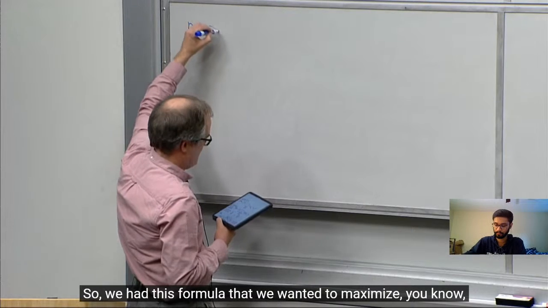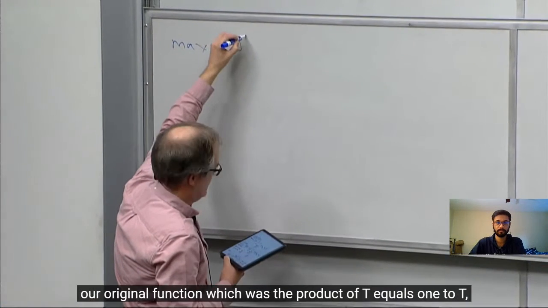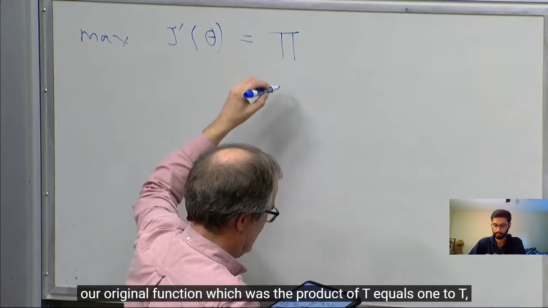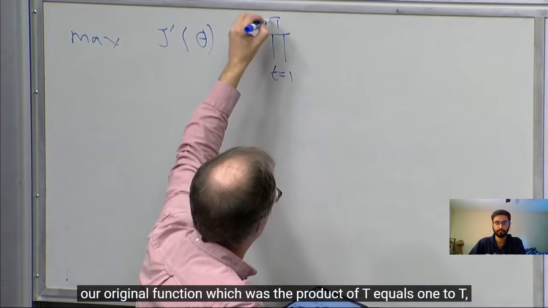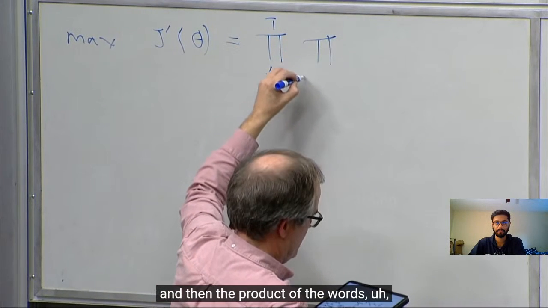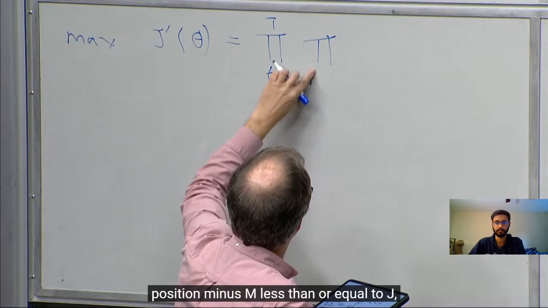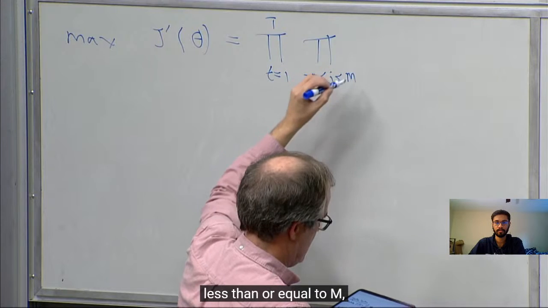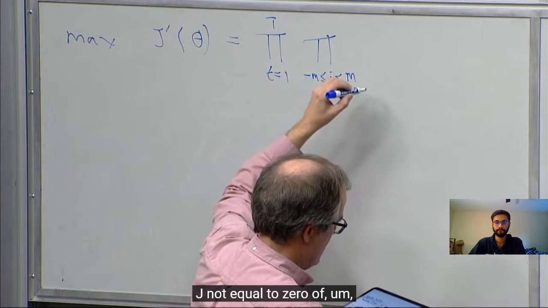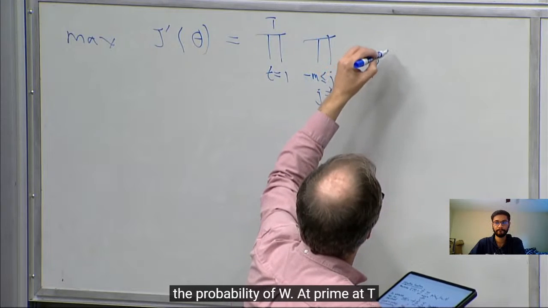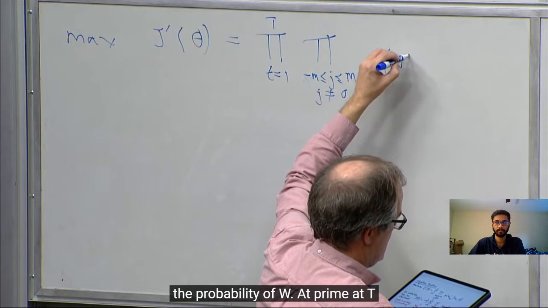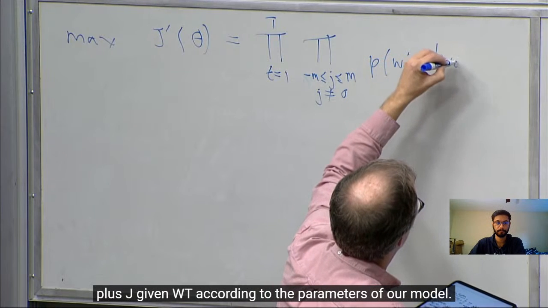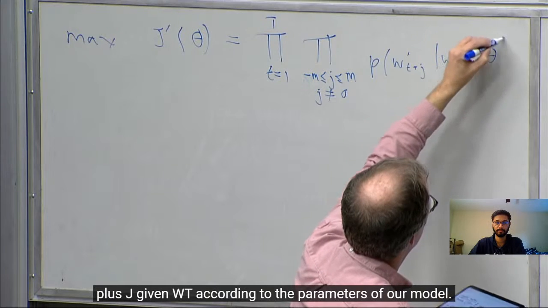So we had this formula that we wanted to maximize, our original function, which was the product of t equals 1 to T, and then the product of the words at position minus m less than or equal to j less than or equal to m, j not equal to 0, of the probability of w at t plus j given w at t, according to the parameters of our model.